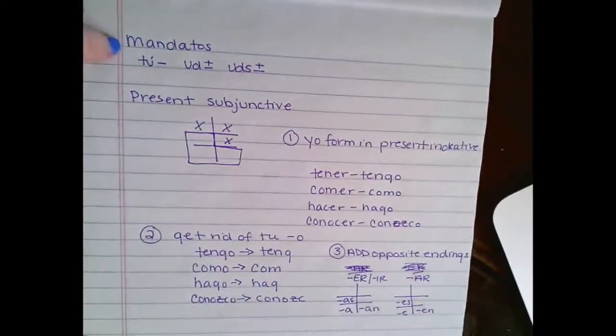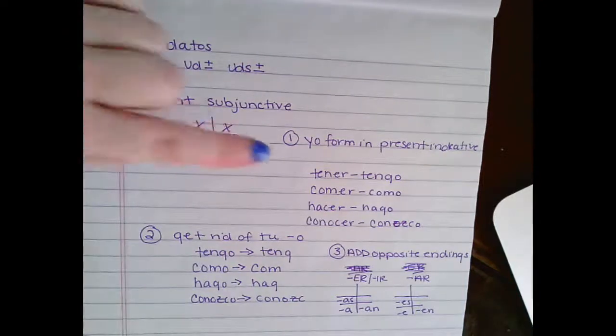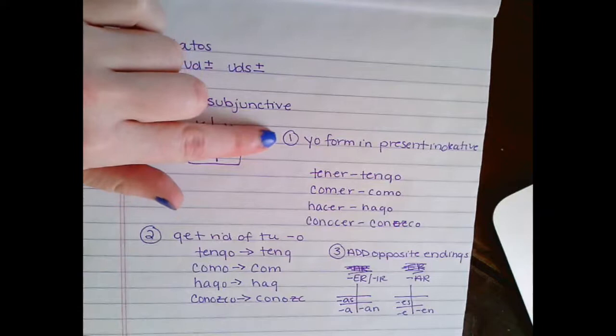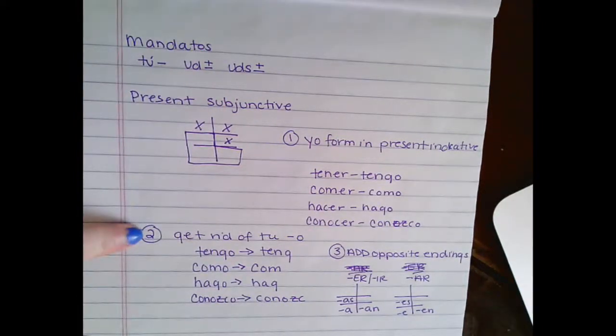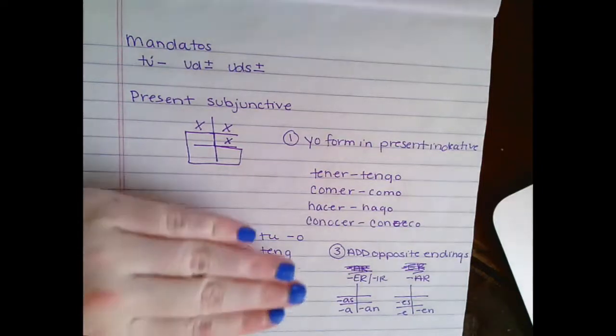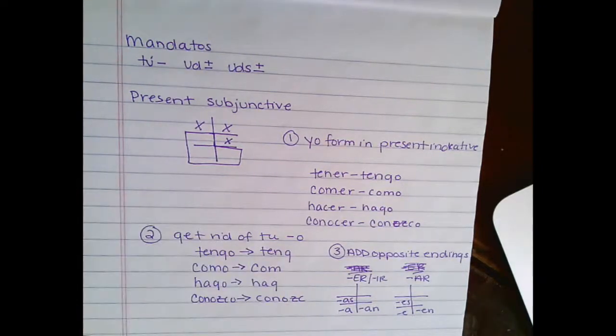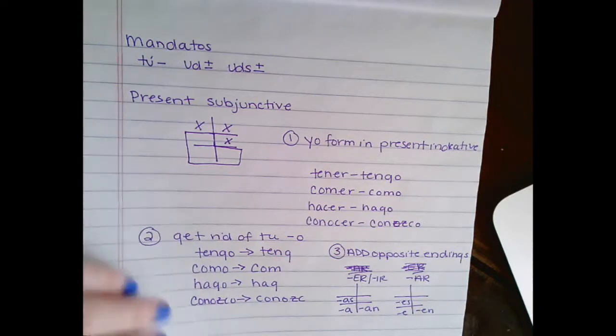For the tú negative, usted affirmative and negative, ustedes affirmative and negative, we must use the present subjunctive. We take the yo form of the present indicative, so for example, tener, tengo, comer, como, we take that O off to get our new stem, and then we're going to add our opposite ending. So a traditional AR ending, traditional meaning present indicative, now becomes an ER-IR ending. A present indicative ER-IR ending becomes an AR ending. There are some irregulars in the present subjunctive, which we do use to form those commands. So we do have some irregulars.